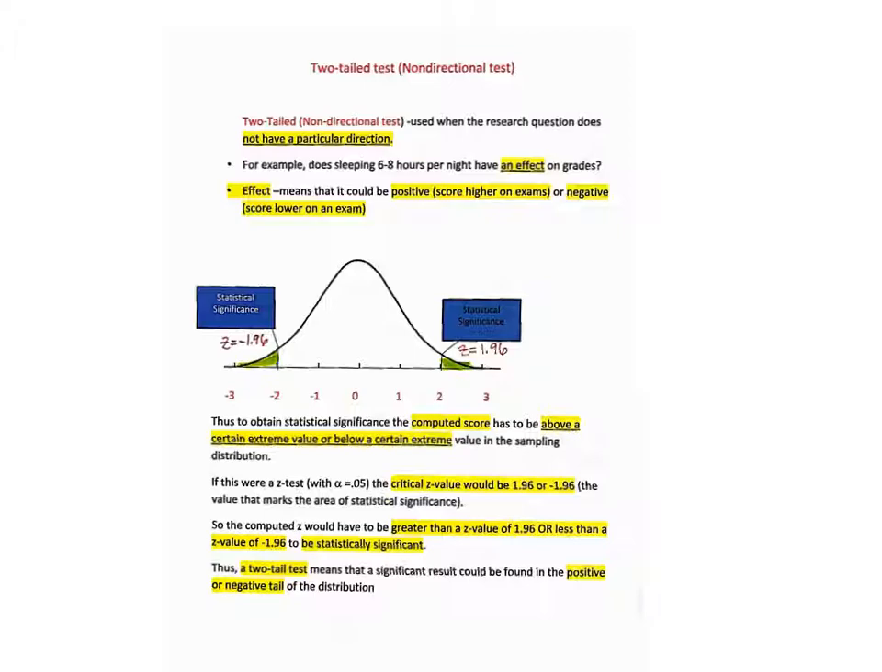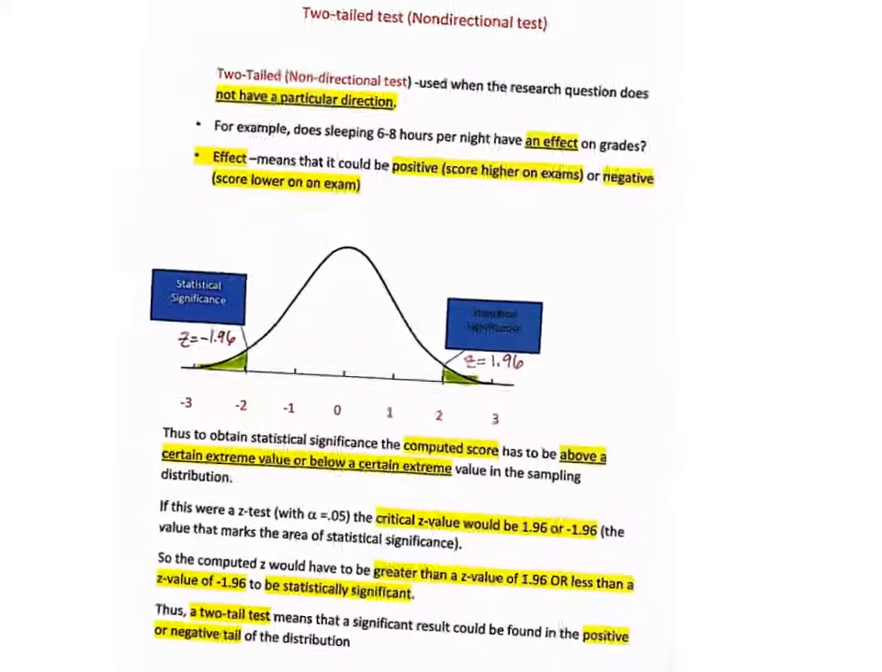For example, if I were to ask the question such as, does sleeping 6 to 8 hours per night have an effect on grades? Effect here would mean that it could be positive, that sleeping 6 to 8 hours could have an effect in providing me with better grades. Or it could be negative. Perhaps I'm sleeping too much and I'm not able to pay attention, and so I end up with a negative score.